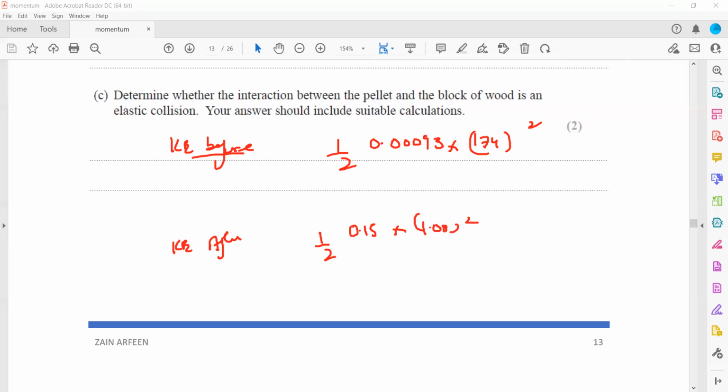When we calculate the kinetic energy before and after, it will not come out the same. So what it shows is that the kinetic energy before collision is not equal to the kinetic energy after. This will be 14 joules, and this is about 0.088. So this collision is not an elastic collision. Momentum will be conserved, but the kinetic energy is not conserved.